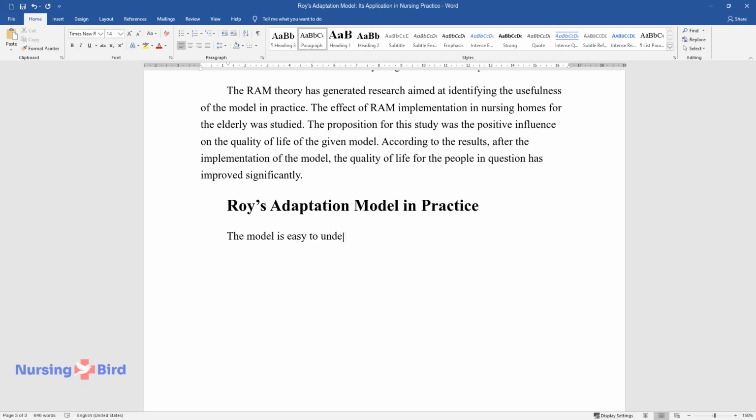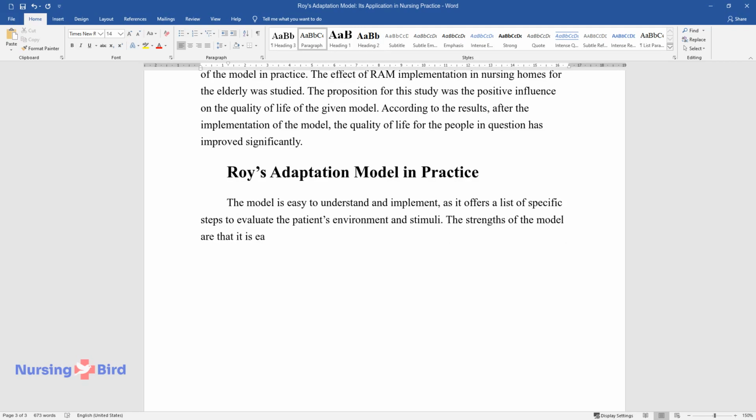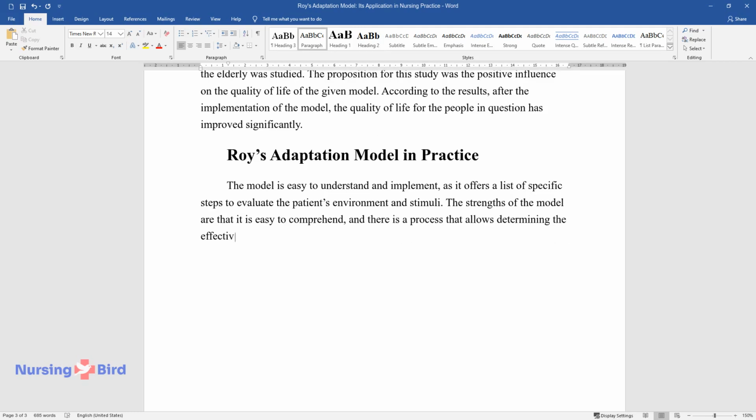Roy's adaptation model in practice. The model is easy to understand and implement, as it offers a list of specific steps to evaluate the patient's environment and stimuli. The strengths of the model are that it is easy to comprehend, and there is a process that allows determining the effectiveness.